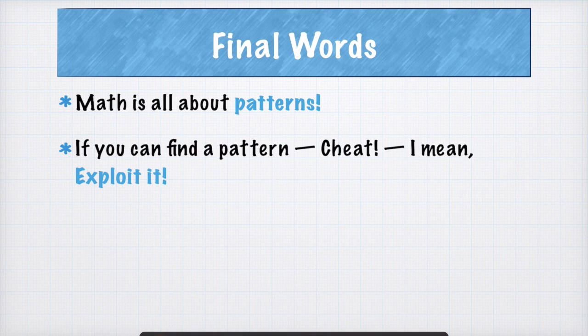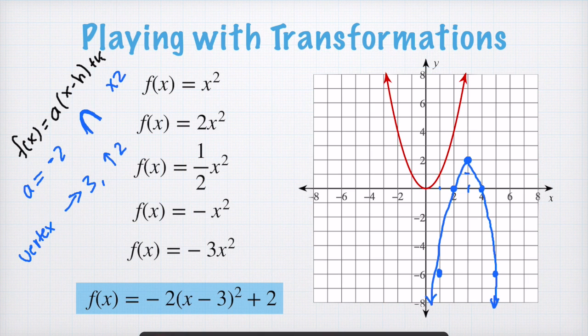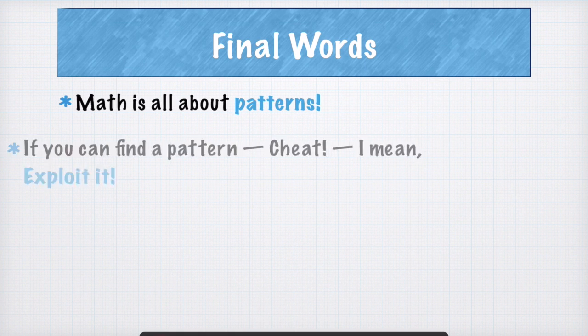So if you go back here, you notice the fact that our pattern is that if there's a positive in front of it, it's concave up. If it's negative, then it's concave down. That's a pattern. It's a cheat. Go ahead and exploit it.